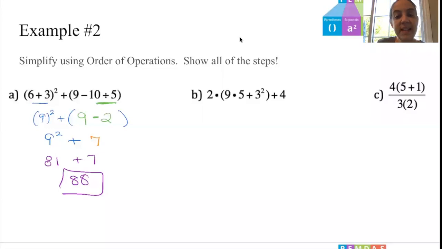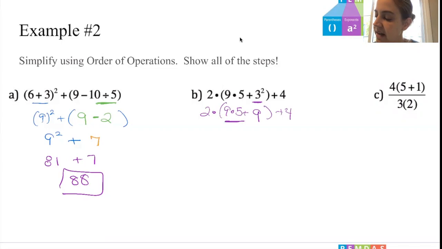All right, for example B, where do we start? You need to start inside the parentheses, but inside those parentheses, I see an exponent. So 3 squared becomes 9. Bring down everything else. 2 times 9 times 5 plus 9 plus 4. Still working inside those parentheses. 9 times 5, that multiplication is next. So 9 times 5 is 45, plus 9 plus 4.